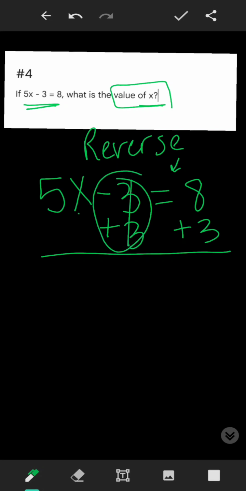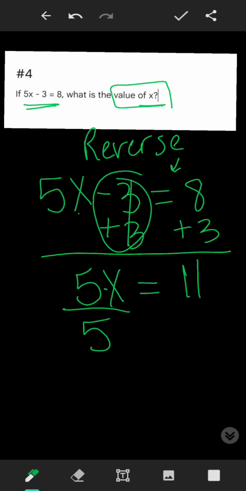Negative 3 and positive 3 make 0. That leaves me with 5x is equal to 8 plus 3 on this side. Now I need to reverse this multiplication because anytime a letter and a number is smashed together, they are being multiplied. 5 divided by 5 simplifies down to 1, which leaves me with x on this side.